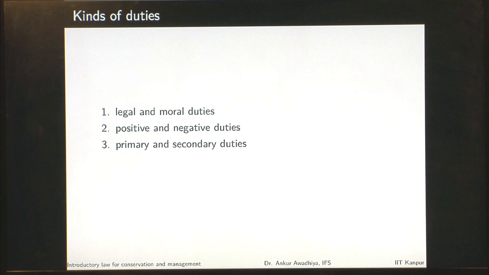You have legal duties that are backed by legal sanctions, and you have moral duties that may be backed by things like social sanctions. So if you let the child drown, probably people in your society will not like to talk to you. If they think that you were in a position to save the child, but out of laziness you did not save the child, the law will not do anything, but the society that is upholding these morals might act against you. So there are legal duties and there are moral duties.